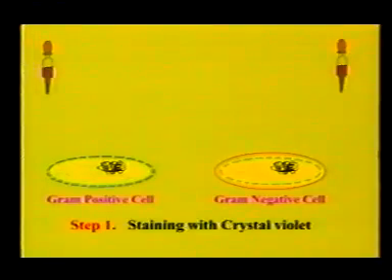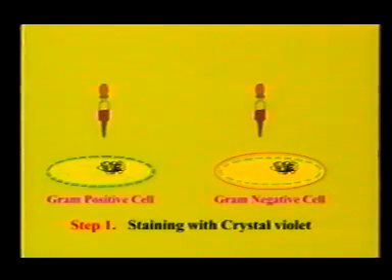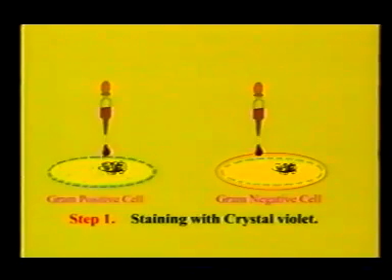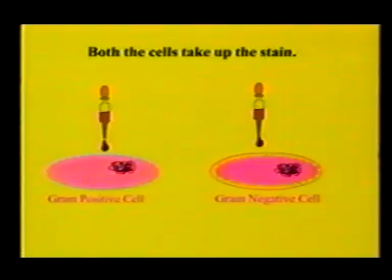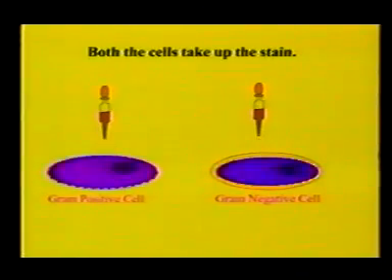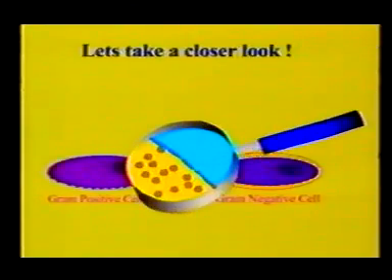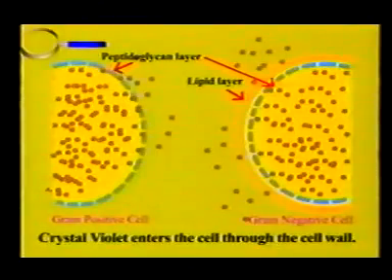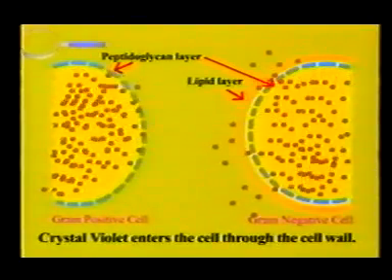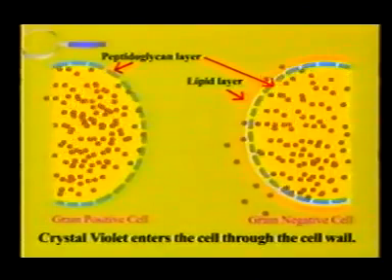During Gram staining, the bacteria are first stained with the basic dye crystal violet. Both Gram-positive and Gram-negative bacteria are stained directly and appear purple. Let's take a closer look. The crystal violet enters the cell through the pores in the cell wall.